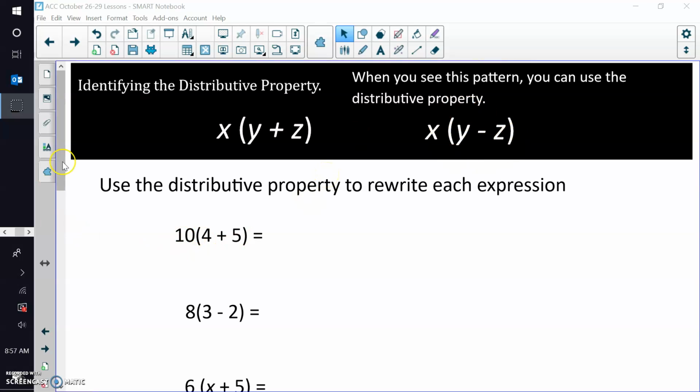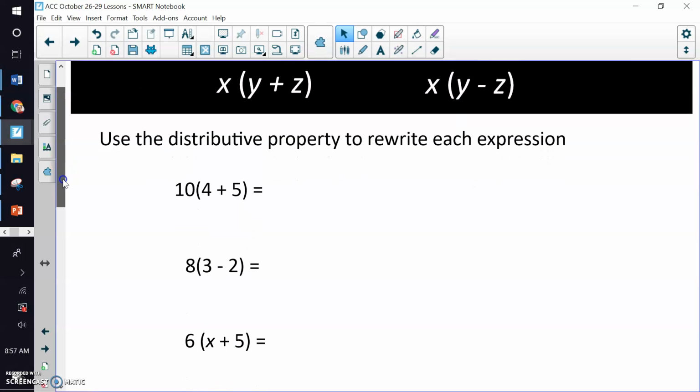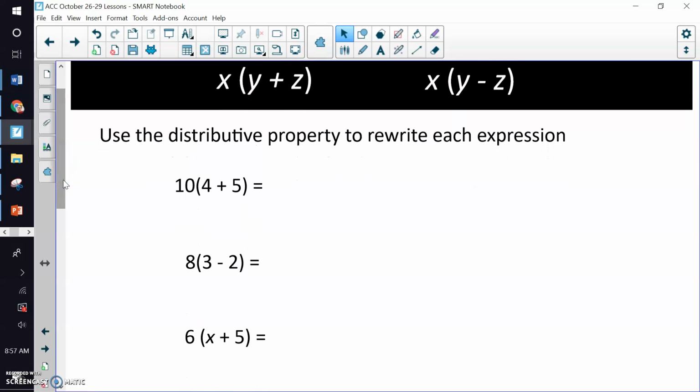So in this first problem here, we have 10 times the sum of 4 plus 5, and if we use the distributive property, we are simply going to multiply the 10 times each of the add-ins individually. Now keep in mind, we're not finding the answer. The goal here is not to find the answer. That's pretty simple. That's not even 6th grade math right there. The goal is to rewrite this in a different way.